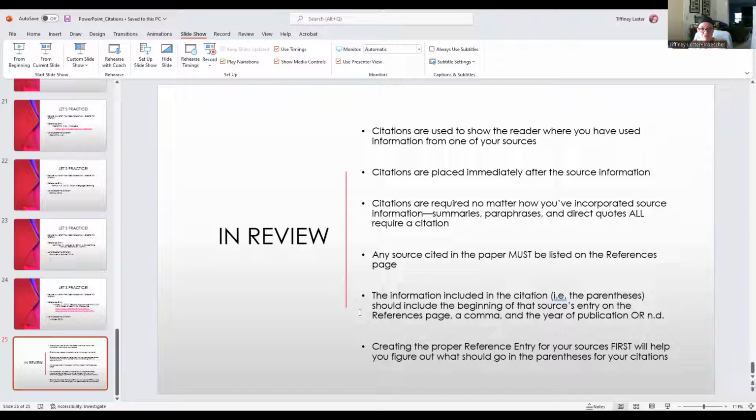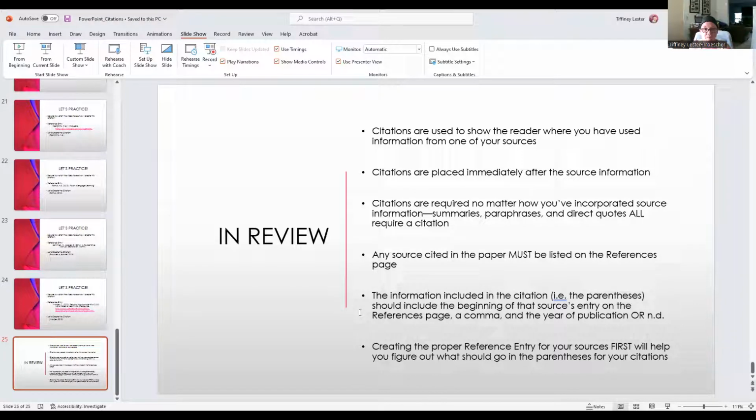Every source that gets used in the essay should be cited, and it should appear on the references page. Any source that's on the references page should have at least one citation provided somewhere in the essay, because the only sources that should be on that references page are the ones you actually used information from in the essay, right? The information in the citation, the part that goes in the parentheses, is just however that source entry begins, a comma, and the date of publication.